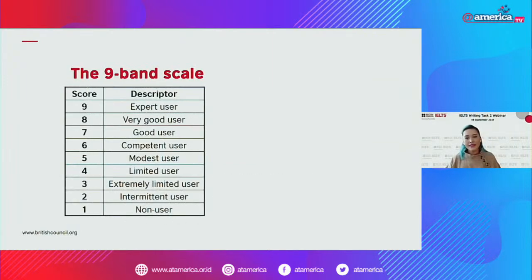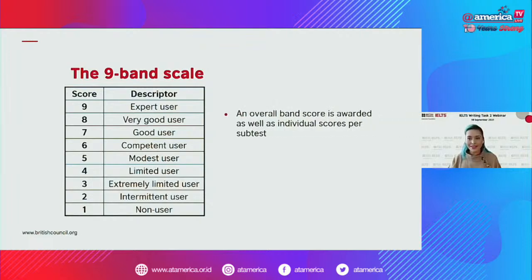The 9-band scale in the IELTS score is awarded as well as individual scores per subtest, that is listening, reading, writing, and speaking. If you attended this series since part one, in part one we discussed the listening and reading sections, and then in part two last week we did writing task one, and today we do writing task two, and you will get some tips on speaking in part 4 next week. Make sure you register for that session.